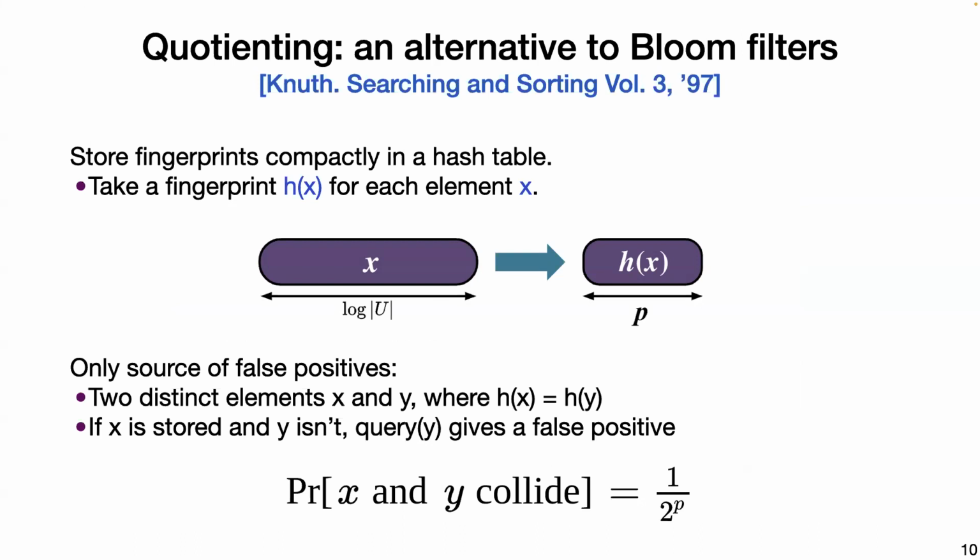but for every element, you take some fingerprint hash. So you have some element X, which takes log of U bits, and you want to hash it down to something that takes P bits. So instead of doing K bits in the Bloom filter, every element now has this fingerprint. And the only way that you can get false positives is that two elements got the same fingerprint, like hash of X equals hash of Y. And then you get the false positive if one of them was stored, but the other one wasn't. And the probability that you get these two that collide is 1/2 to the P, where P is the size of the fingerprint, because that's the probability that they line up.